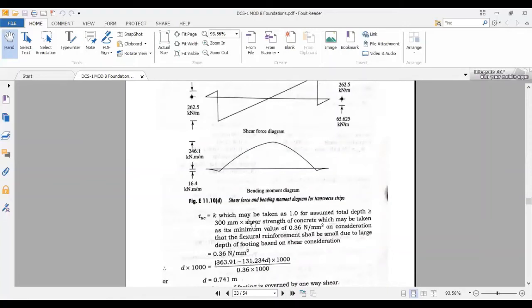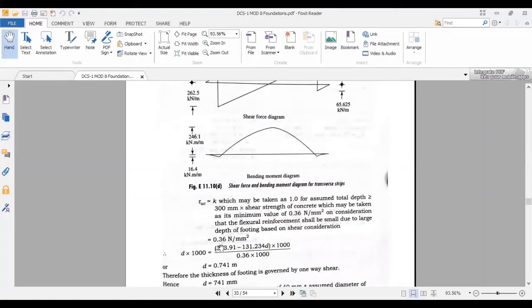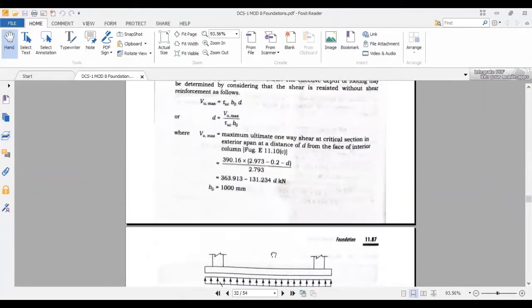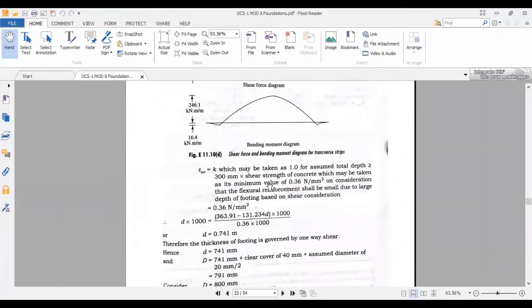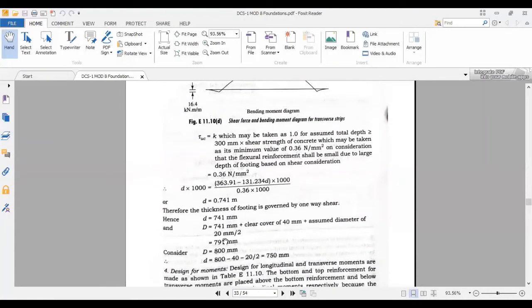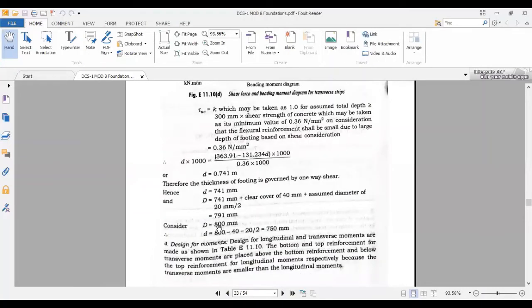Now the tau UC value is 0.36 Newton per mm square. So if we put the values in this formula again, we get the value of D as 0.741 meter. Therefore, thickness of footing is governed by shear, and the D value will be 741 mm. So the overall depth would be 741 plus clear cover of 40 mm plus assumed dia of 20 divided by 2. So this will be 791, and on safer side we'll take it as 800 mm. So effective depth actual would be 750 mm.